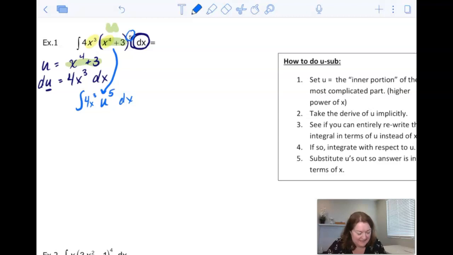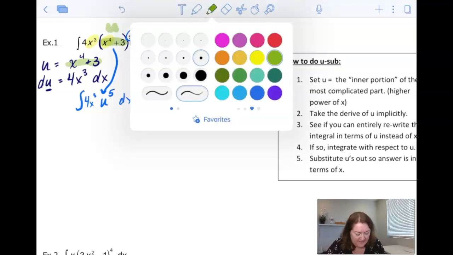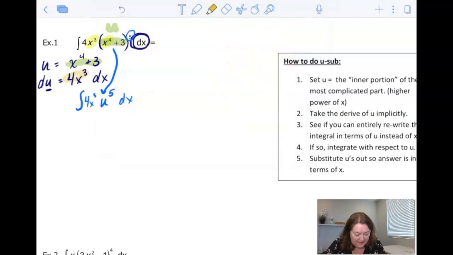I'm going to switch to a different color. Right here is my 4x to the third and my dx, which means I can take these two out and call it du instead, because that's what's on the other side of the equal sign. So it's almost like a magic trick, right? We're now going to say this is really u to the fifth, and these two parts together are going to just become du. Hey, look at that. I now have an integration that looks super simple.